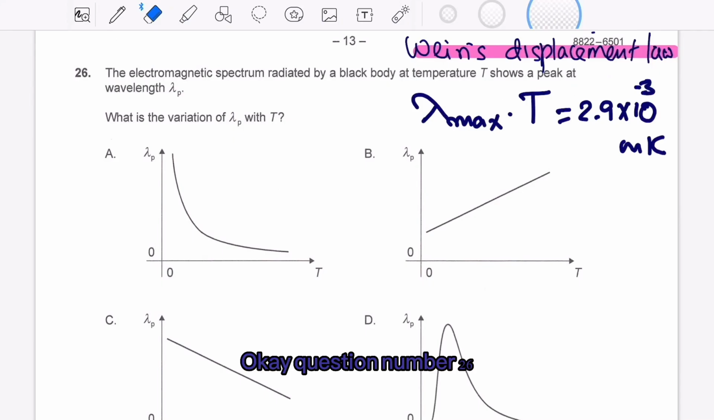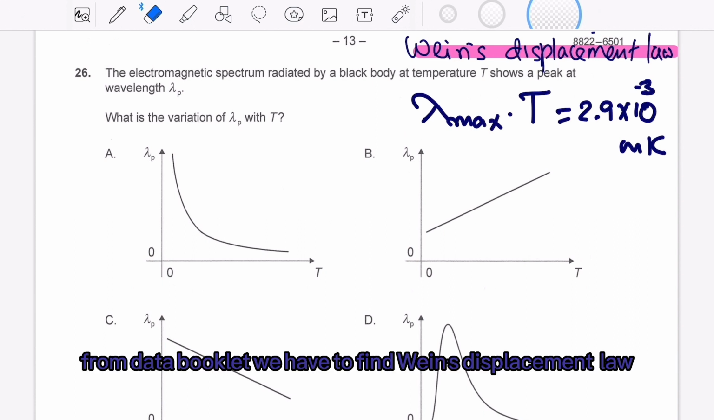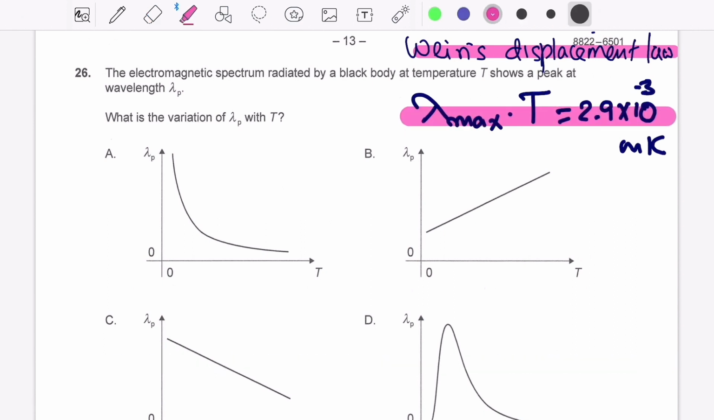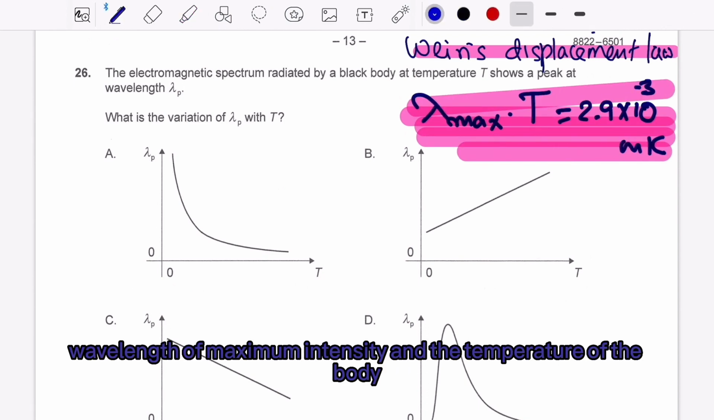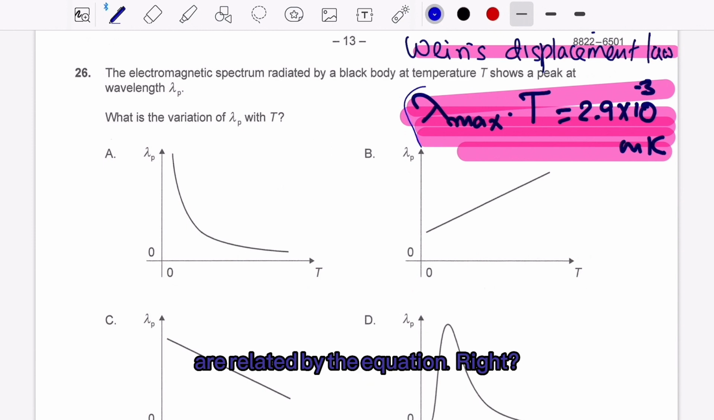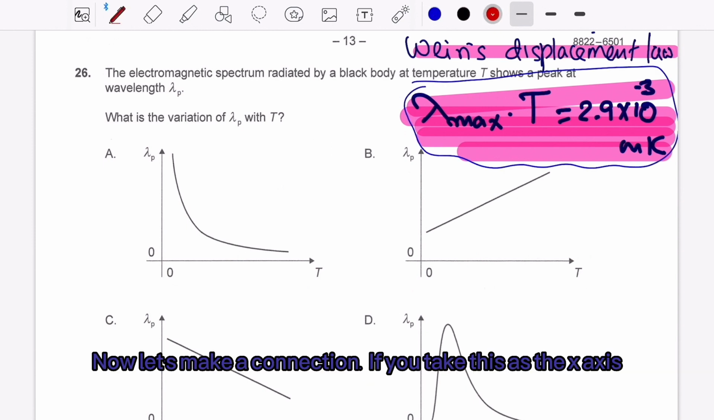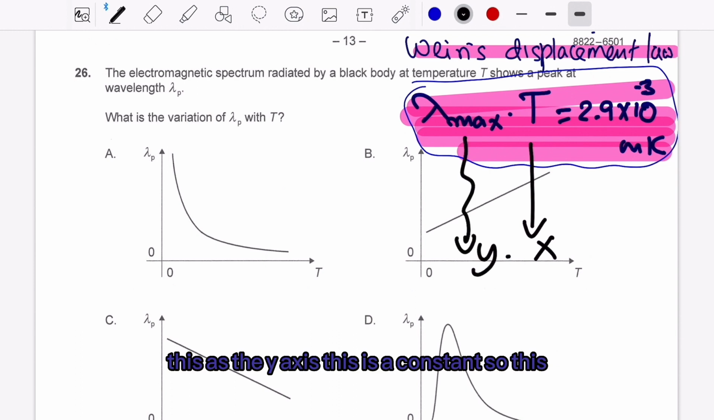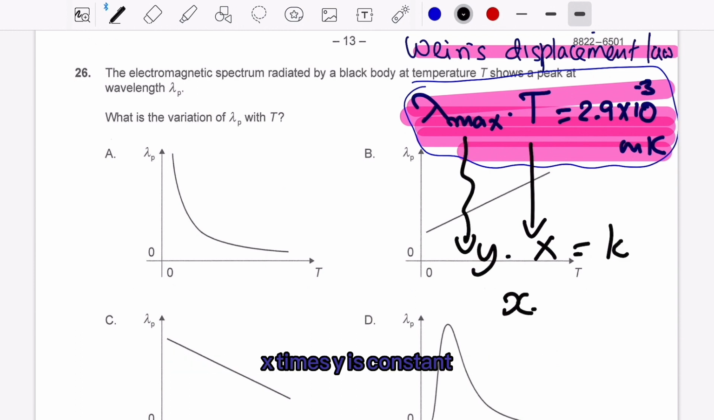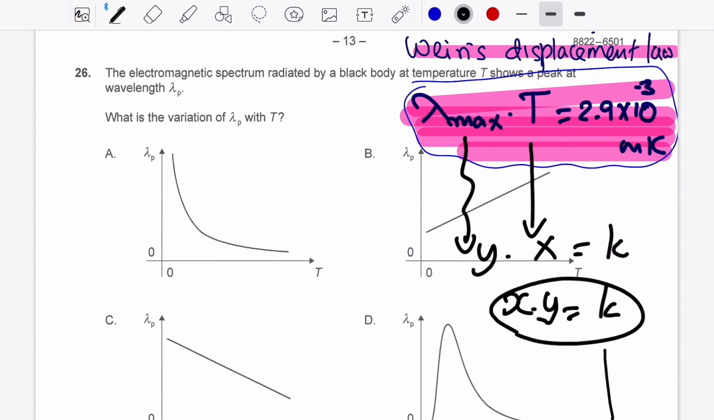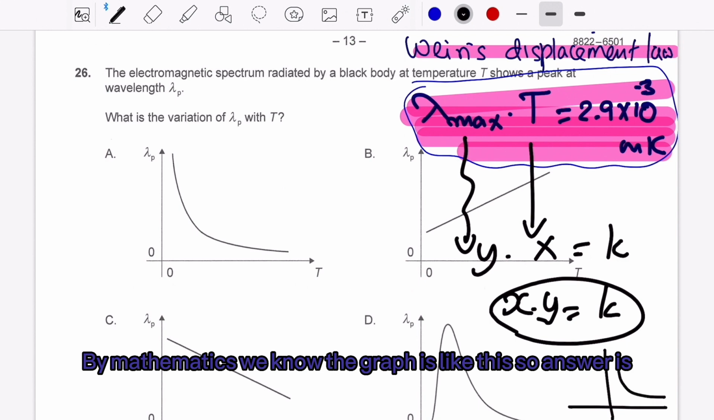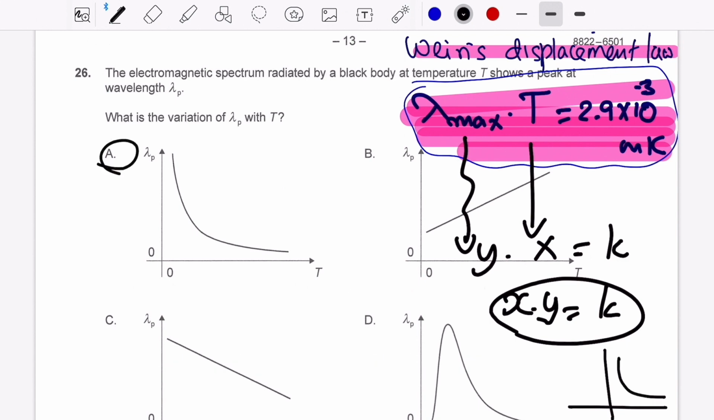Okay, question number 26. From the data booklet, we have to find Wien's displacement law. It shows that the wavelength of maximum intensity and the temperature of the body are related by this equation, right? Now let's make a connection. If you take this as the x-axis, this as the y-axis, this is a constant, so this is like x times y is constant. What is the shape of this type of graph? Let's use mathematics. By mathematics we know the graph is like this, so answer is A.